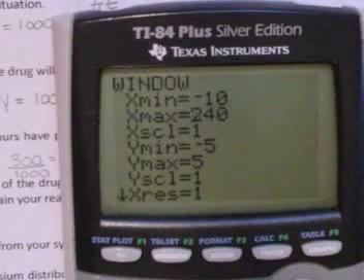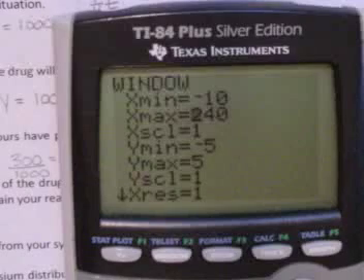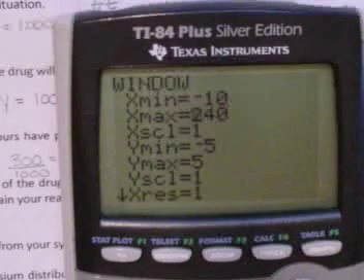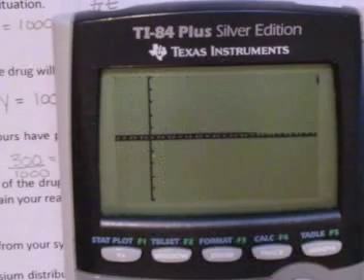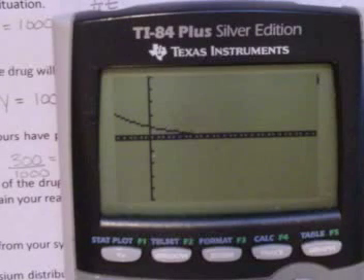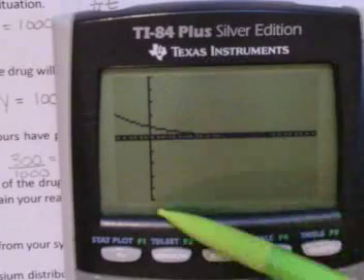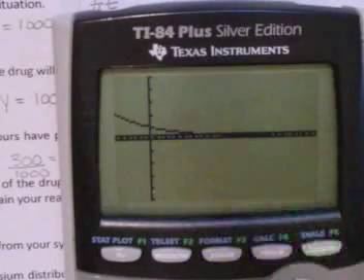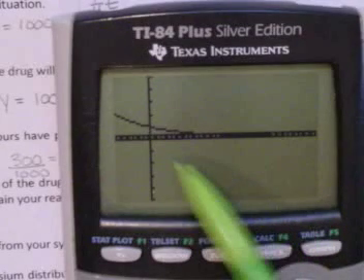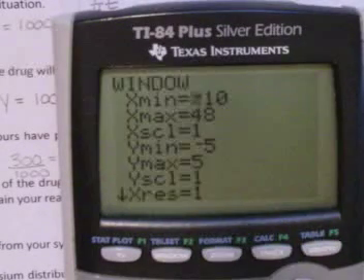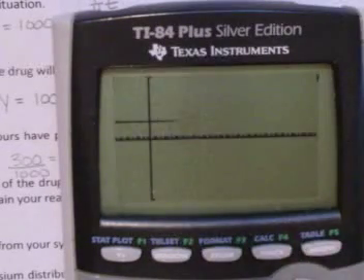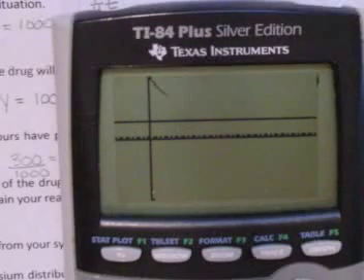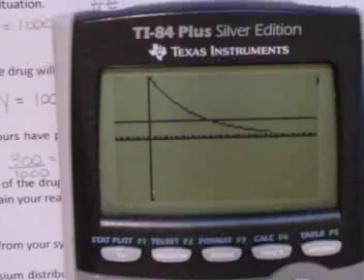And I'm not really sure how many hours it's going to take for me to get to this point, but I don't think it's going to take 240 hours. Let's try 48 and see if that window range will do. Okay, so when I look at my graph, I think I still have too big of a y-min and y-max, because it's very hard for me to see what's going on right here where the graphs intersect. So I'm going to go back and set my y-min at -1 and my y-max at 1, and see if I can see the point of intersection just a little better. And that seems to have helped things.